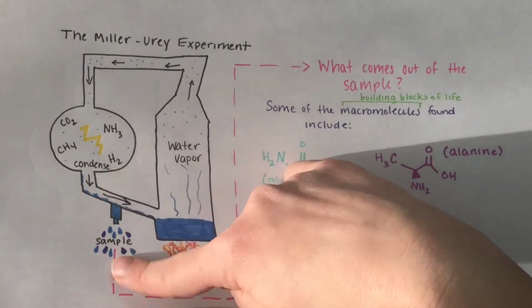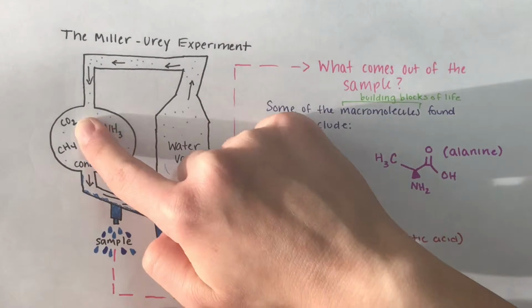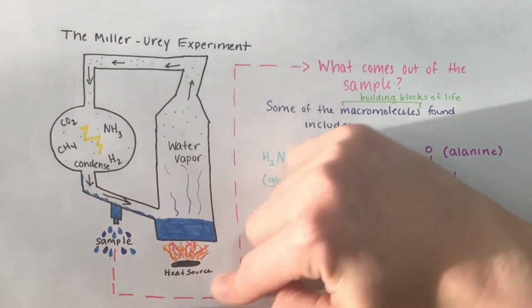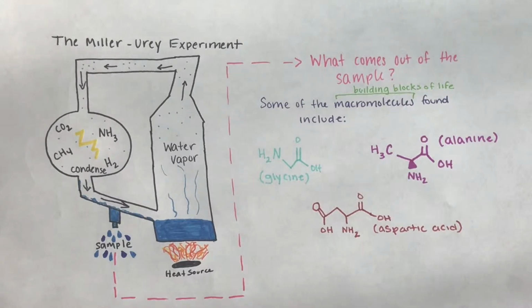And then they took a sample here after the interaction with these gases and the electricity. And in this sample, they found some of the macromolecules that are found in our human body, and it just kind of showed that these things that we find in most life forms can come from things that aren't necessarily living.